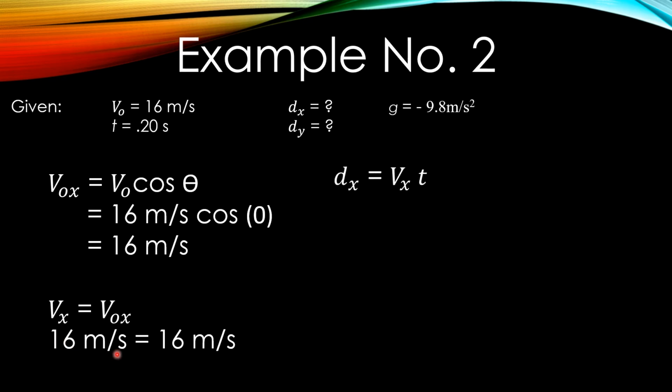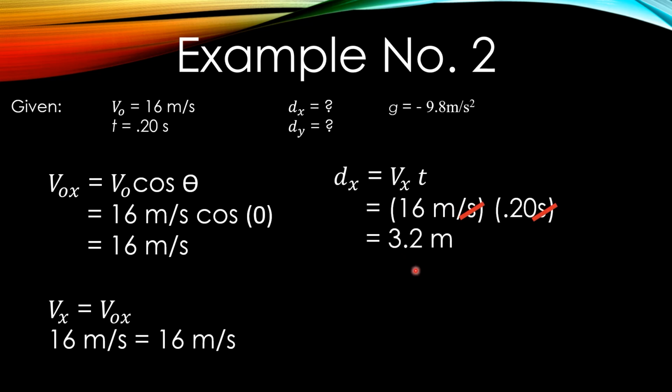For the displacement, we have the horizontal displacement is equal to the instantaneous horizontal velocity times time. The value of Vx is equal to 16 meter per second. And the given time is 0.20 second. Substitute the given. We have 16 meter per second times 0.20 second. Cancel out the unit of the time. We have second. We have the product 3.2 meter.